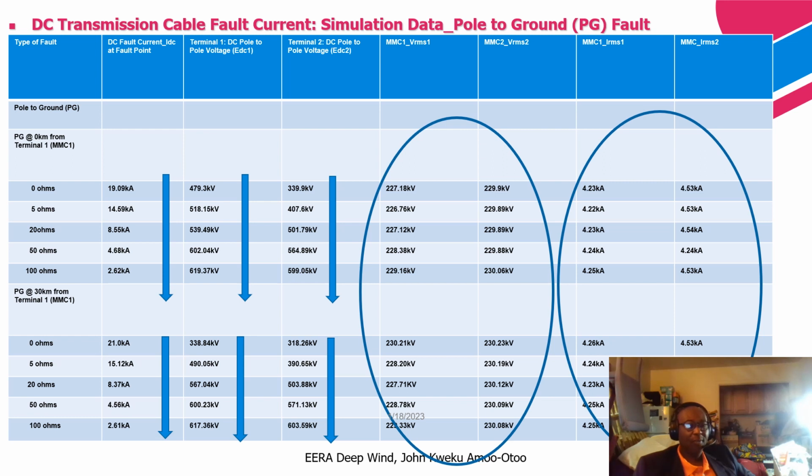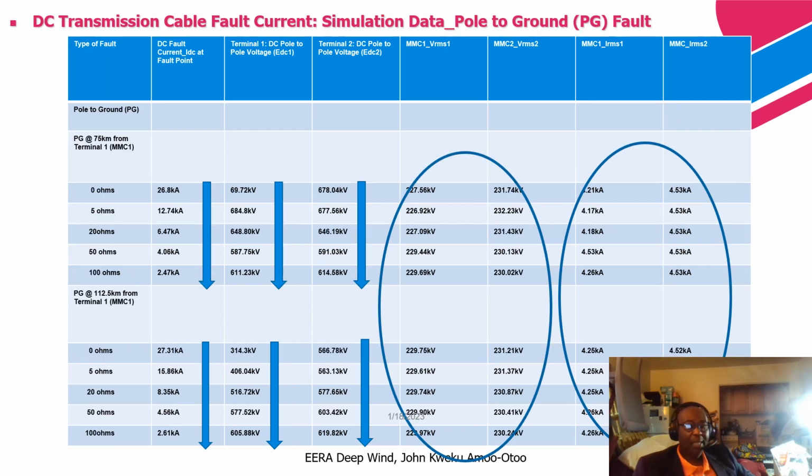I have the DC fault current, the DC pole-to-pole voltage, the DC pole-to-pole voltage on terminal 2, this one on terminal 1, the MMC1 RMS voltage, MMC2 RMS voltage, MMC1 RMS current, MMC2 RMS current. So these are all the data. Everything is tabulated nicely, and you can go through that, and if you have any questions, you can send them. Okay. Next is a continuation of the data of all the DC fault simulations that I performed.